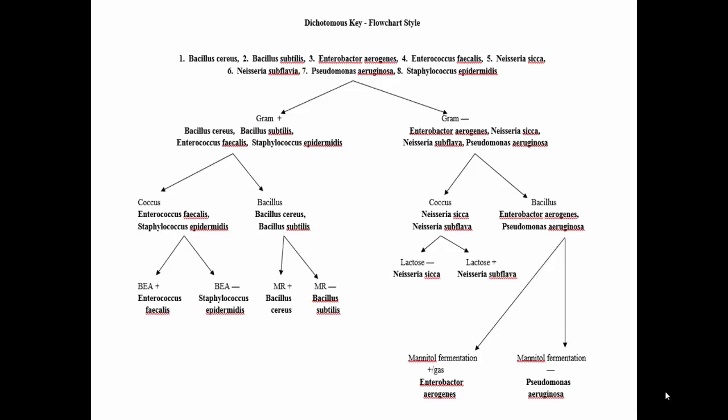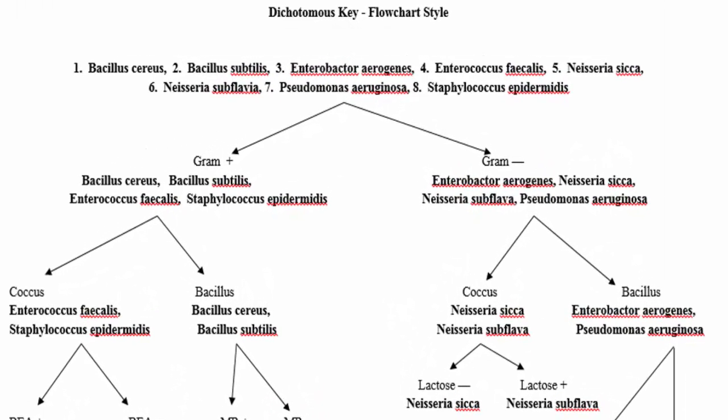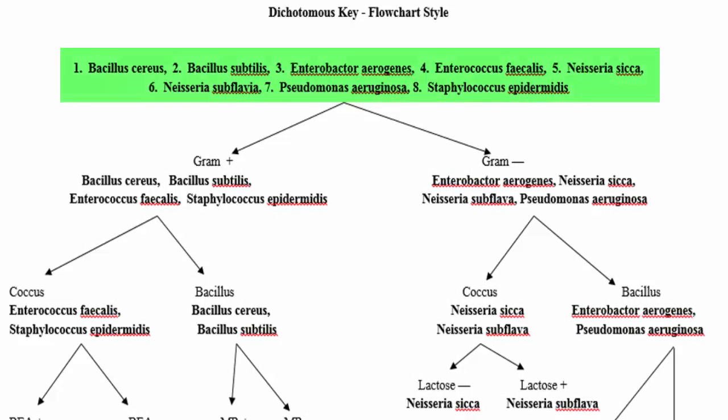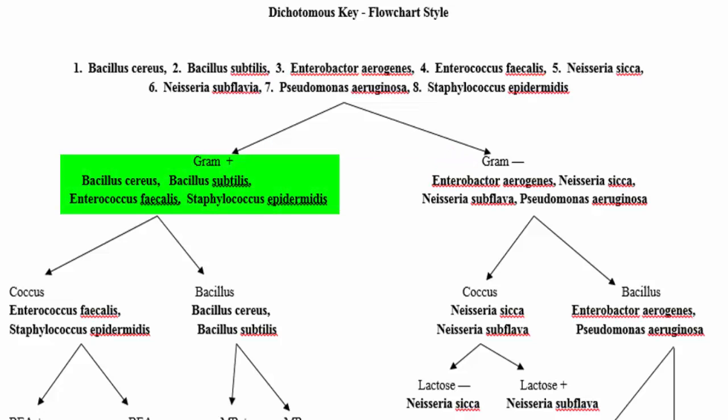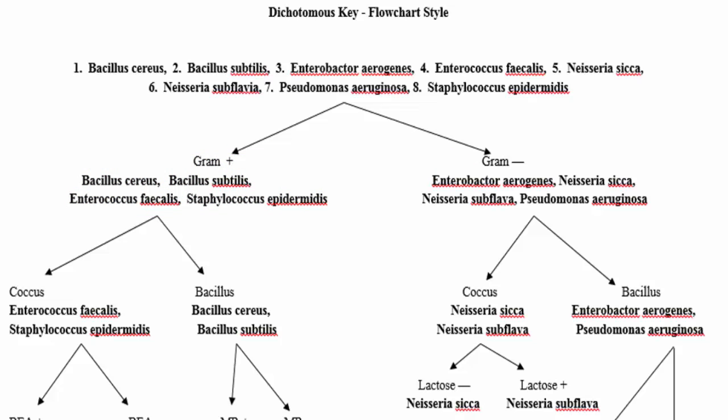I get lost many times in trying to figure out which statement I'm going to. Therefore, when you build your dichotomous key from all of the unknown bacteria that I will give you later in the semester, you will do your flowchart like this. So here I have 8 different bacteria. I'm going to separate them into 2 groups, the gram-positives and the gram-negatives. I first look at my gram-positive bacteria. Then I have to separate into who is a coccus and who is a bacillus.